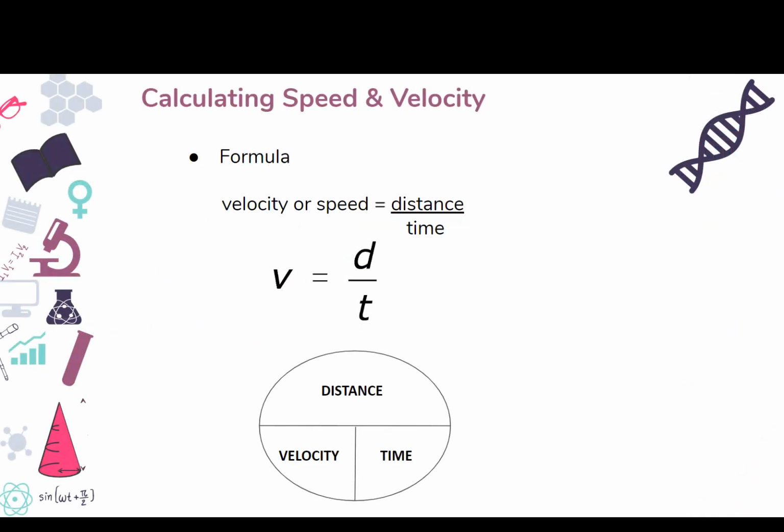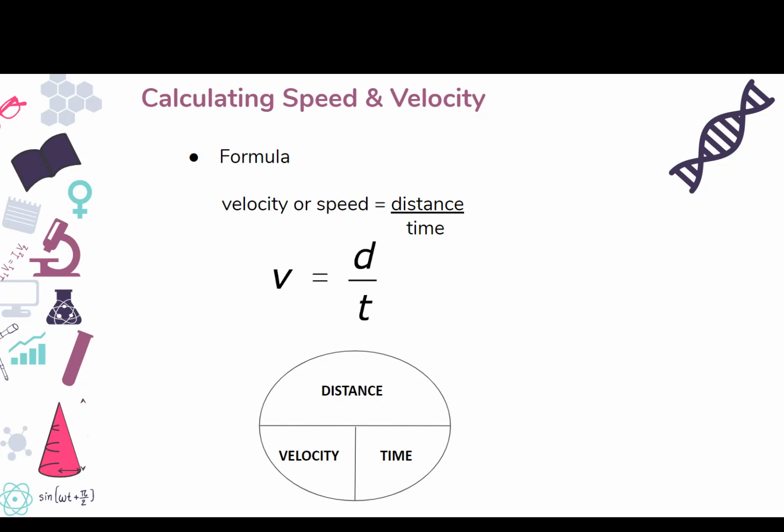Now let's talk about calculating speed and velocity. Our formula, you will either see velocity equals distance over time or speed equals distance over time. Either one of those can be used, okay? So don't get confused when you see velocity or speed. Either one of them can be used because the number is going to be the same. Now I put V equals D over T because those are the letters that we will use to shorten the words so that we don't have to always write out the whole word.